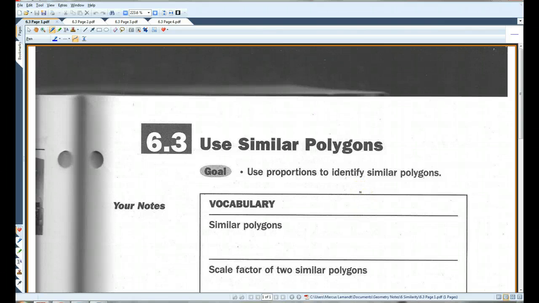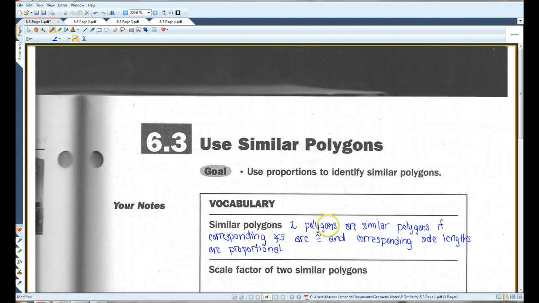Alright, if you guys could please turn to 6.3, use similar polygons. Similar polygons. Two polygons are similar polygons if corresponding angles are congruent and corresponding side lengths are proportional. When I say proportional, I mean that they have a common scale factor.